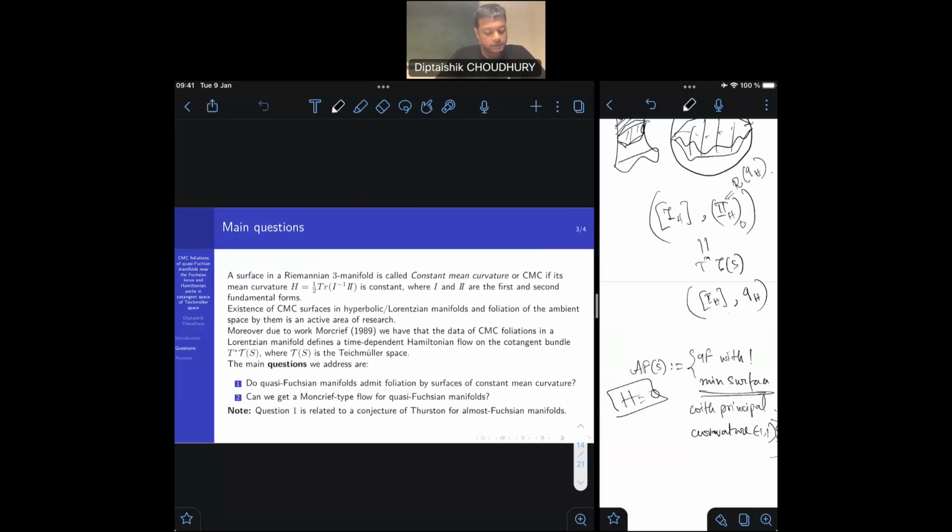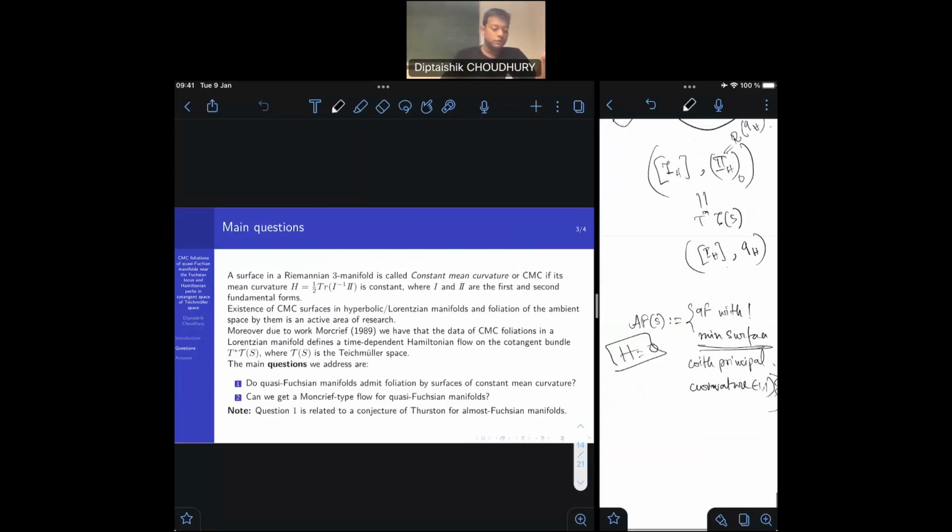and it so happens that there is a subset of the quasi-Fuchsian space, which is a neighborhood of the Fuchsian locus, called the almost Fuchsian locus, where you can find these unique minimal surfaces with this condition. And it has been asked by Thurston if these manifolds can be foliated by CMC surfaces, because you know that quasi-Fuchsian manifolds in general are not foliated by CMC surfaces.